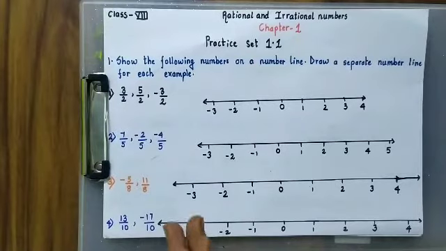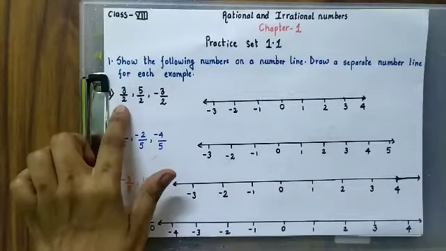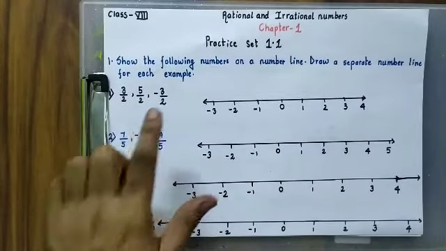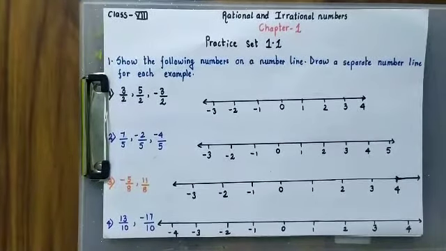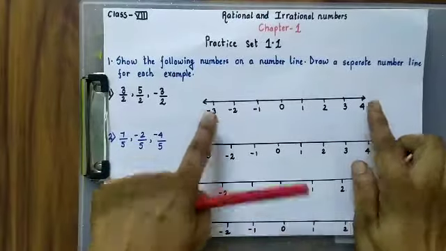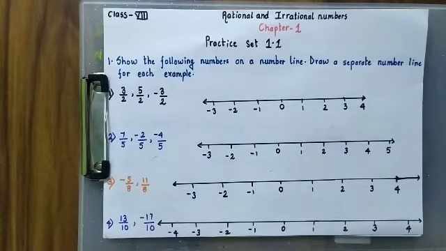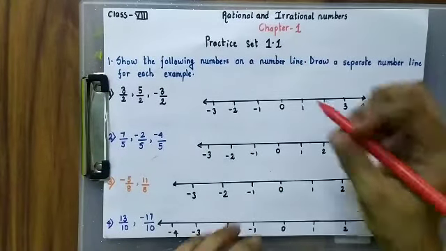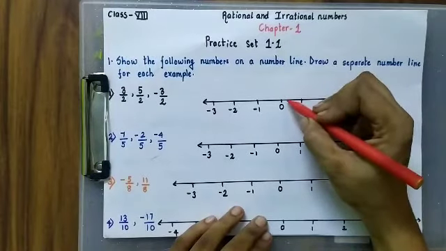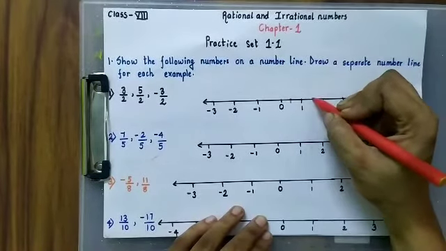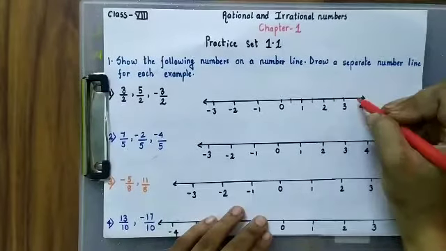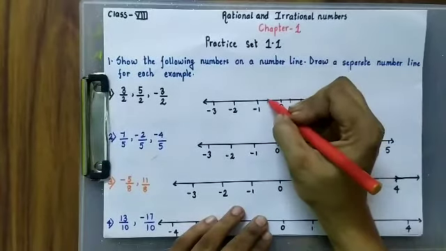Let's see what the denominator is. The denominator of each and every rational number is 2. So, we are going to divide our number line into 2 equal units. We start from positive 1. 1, 2. 1, 2. 1, 2. Similarly on the negative side.